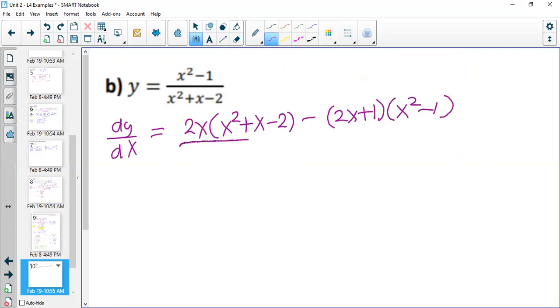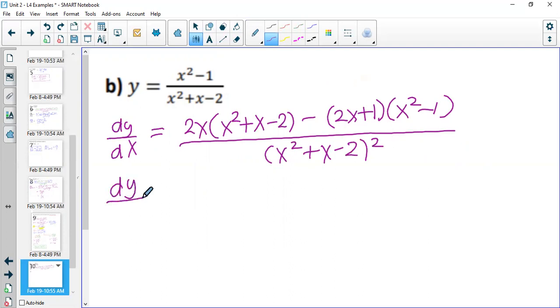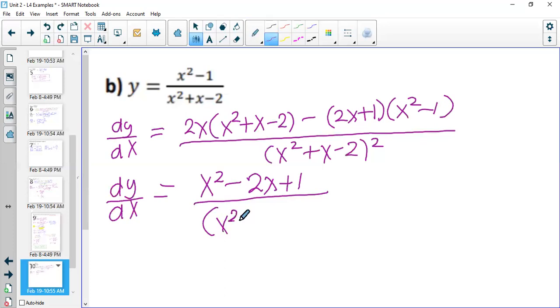Now I'm going to leave this to you to actually simplify, distribute, and I'm going to jump ahead to the final answer, which is what I don't want you to do for the test, but I do want you to practice to make sure that you're able to get the answers on your own. When we simplify everything, you're going to be left with x squared minus 2x plus 1 over x squared plus x minus 2, all squared.